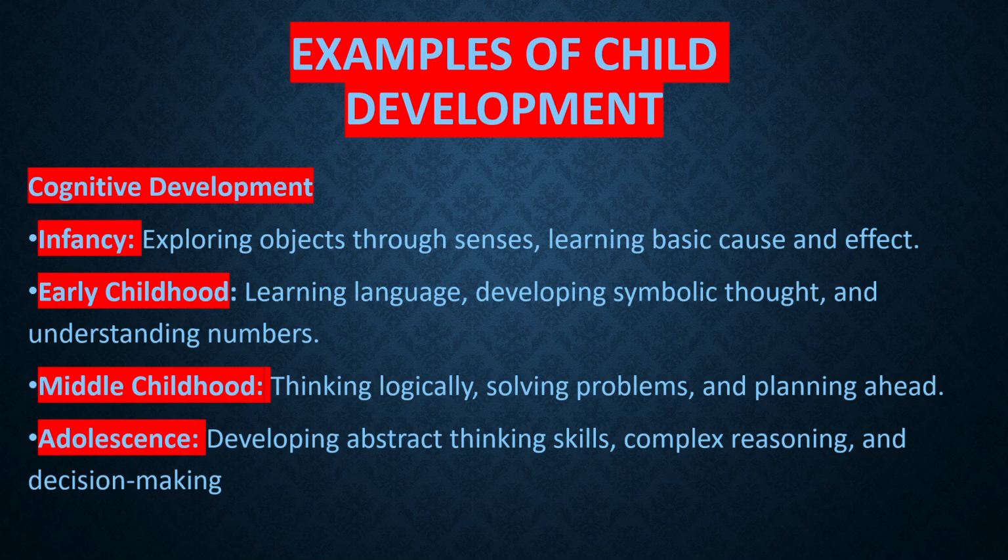All right, so tomorrow we have PT class, so tomorrow I will be playing this game and I will be dressing up this way. So those kinds of little plannings they develop. Then in adolescence, developing abstract thinking skills, complex reasoning and decision making. So they will develop thinking skills in the adolescent stage. Then complex reasoning also comes in, and decision making skills also they develop.